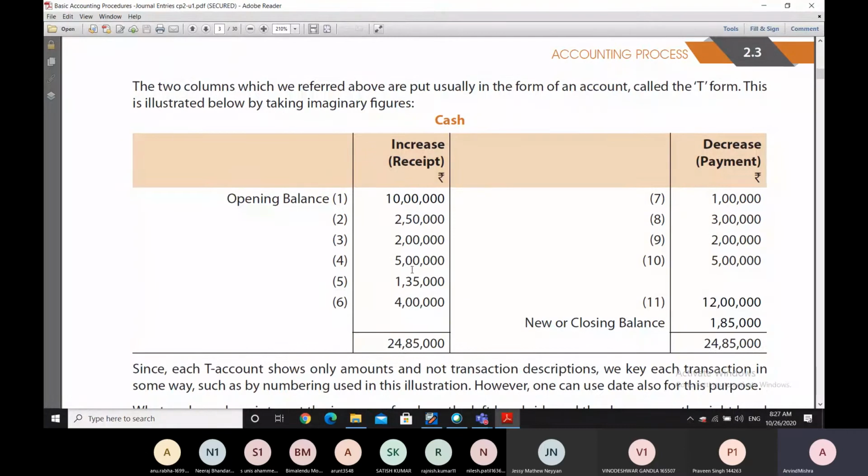So what we are saying is that this is a nice way of recording transactions, where we have an opening balance and then we have the increases, and then on the other side we have the decreases, and finally we have the closing balance. And both the sides are neatly balanced, 2485, 2485.